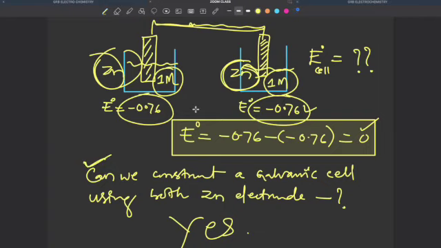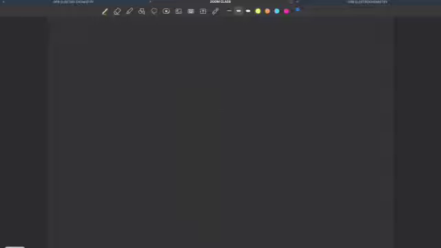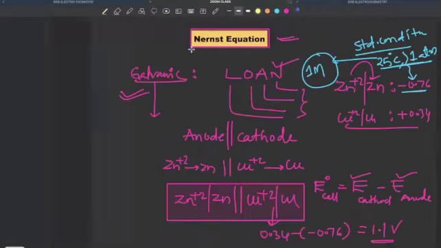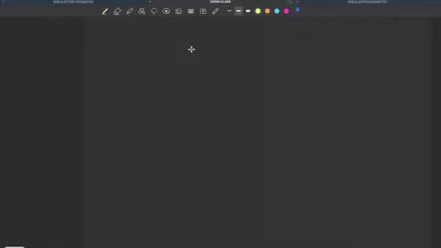For this we have to use the Nernst equation. Let us see how to use it. We'll see the Nernst equation first and check what it is. This is the Nernst equation, right? The heading went over there, so I'll put it here.